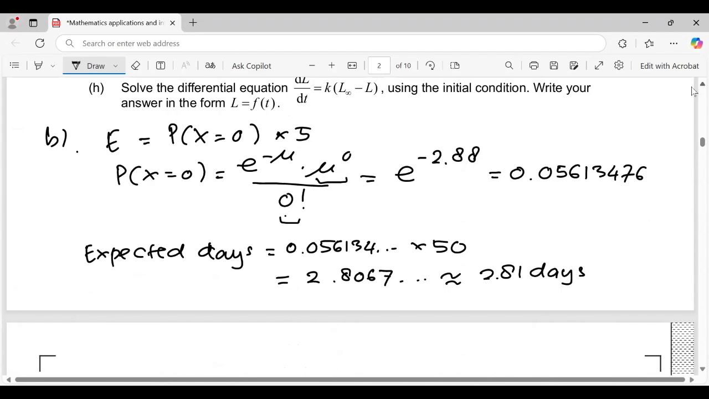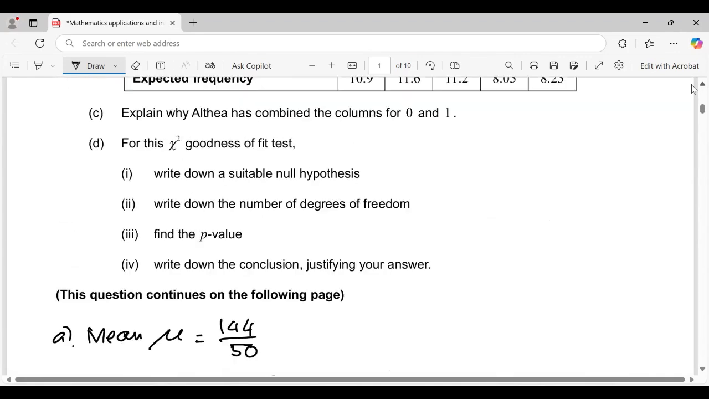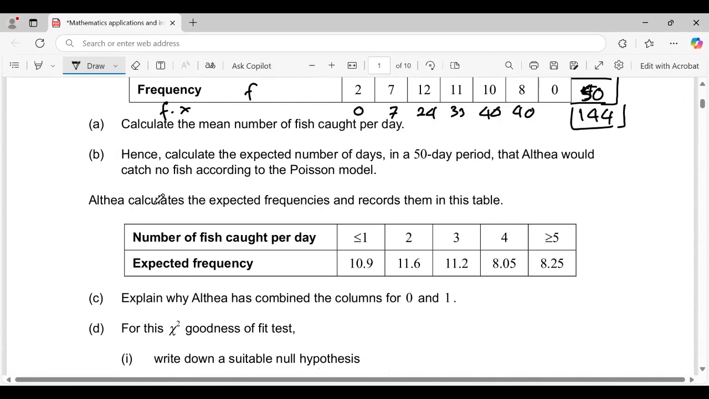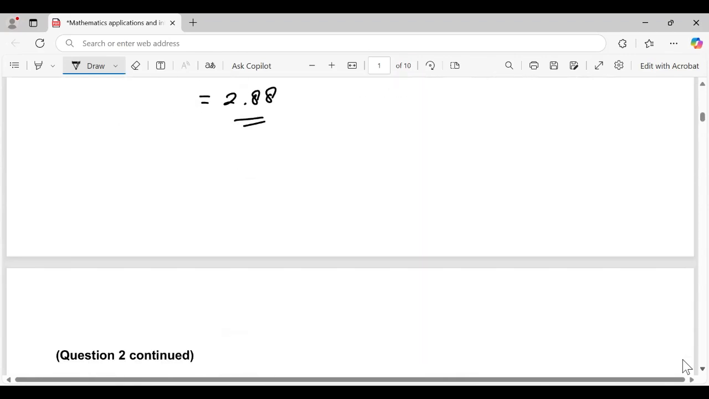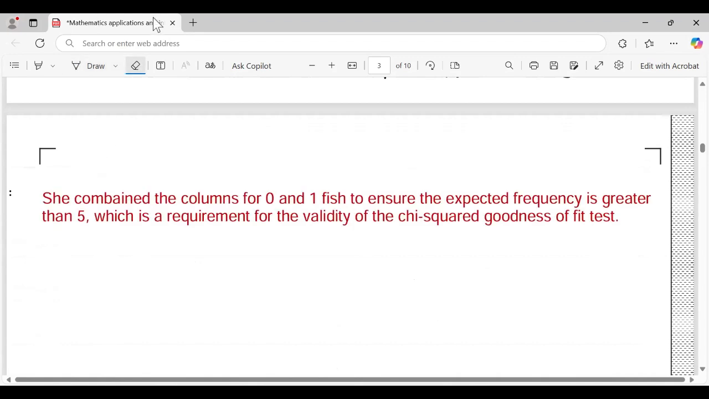The next question, C. Althea calculates the expected frequencies and records them in this table. Explain why Althea has combined the columns 4, 0, and 1. So I have provided my answer about this. This is the answer for part C. Next question, D.